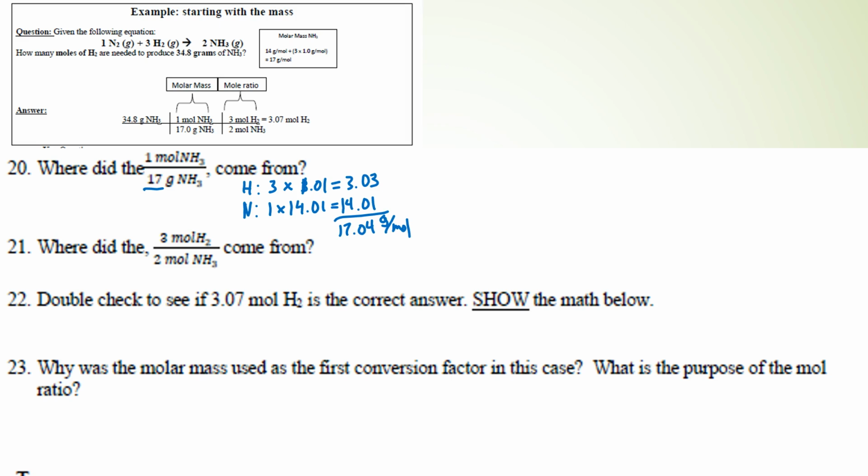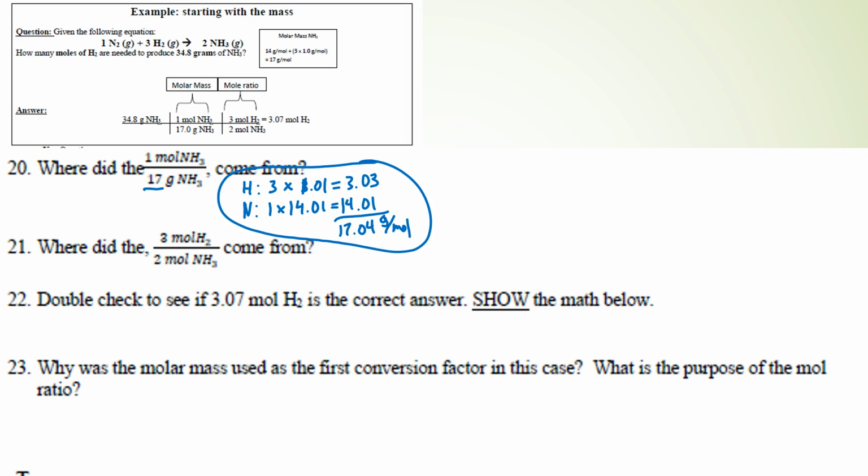All right. The 3/2, where does that come from? Coefficients, balance coefficients from the chemical reaction. All right. Molar mass. All right. Where did the 3/2 come from? That's the coefficients from the balanced chemical reaction.